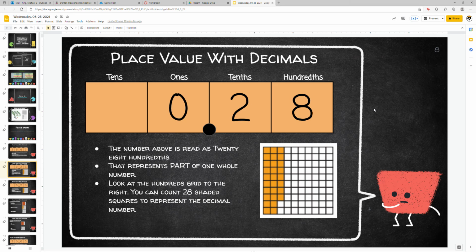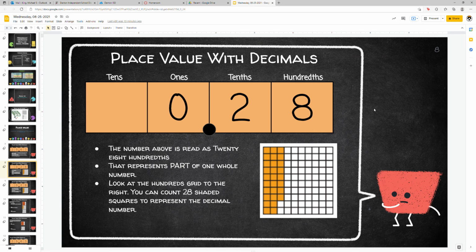So here is a different decimal number. You'll notice there are no whole numbers. There's a 0 in the ones place, a decimal point, then a 2 in the tenths place, and 8 in the hundredths place. The number above is read as 28 hundredths. Notice how I didn't say tenths in that answer. That number is represented to whatever place value it goes to. If there was only a number in the tenths place, we'd say 2 tenths, for example. But since there's also an 8 in the hundredths, we say 28 hundredths. This decimal represents part of one whole number, right? There are no whole numbers here, just the decimal numbers.